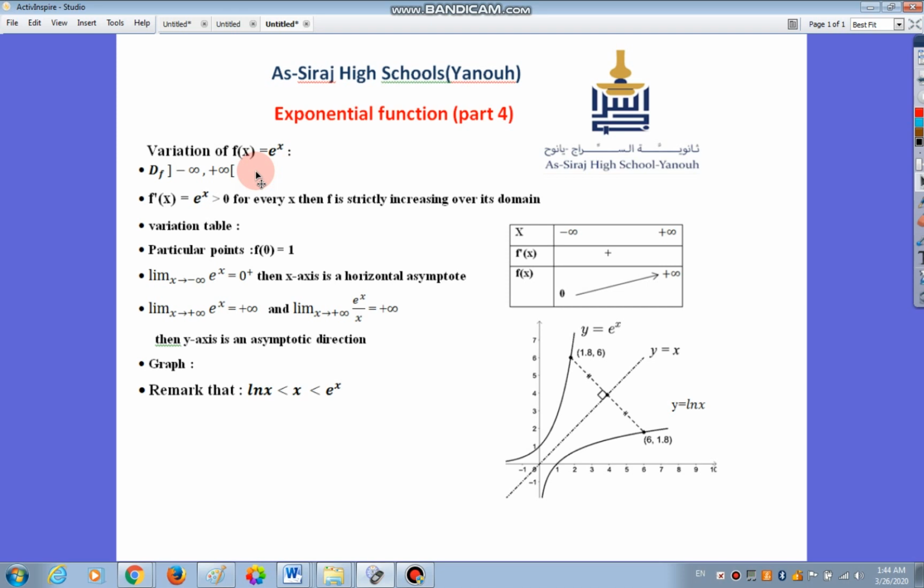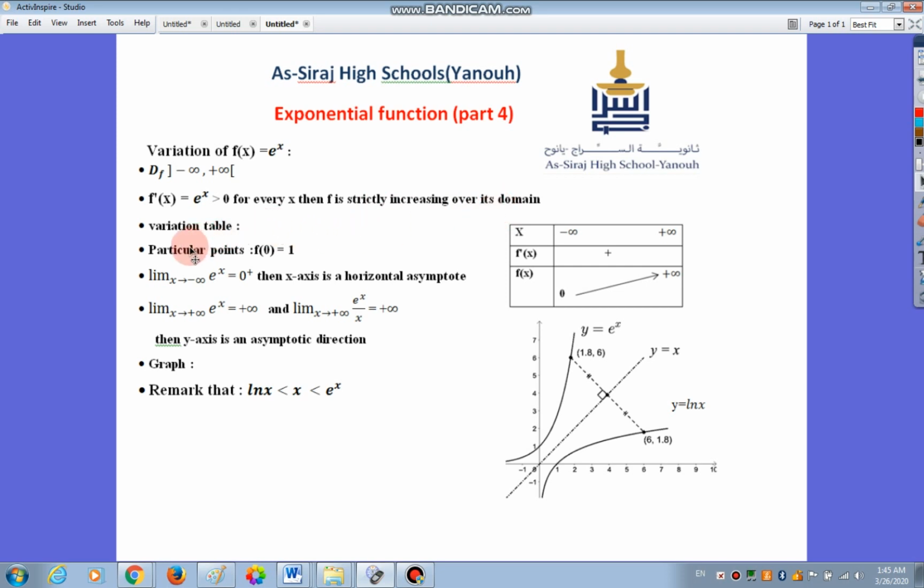Let's study now the variation of the function f(x) = e^x. The domain of the function f is from minus infinity to plus infinity, and we have studied this in the first part of our lesson. Second, the derivative f'(x) is equal to e^x, but e^x is always positive. We have proved this also in the first part. And if the derivative is always positive, this means that the function is strictly increasing over its domain.